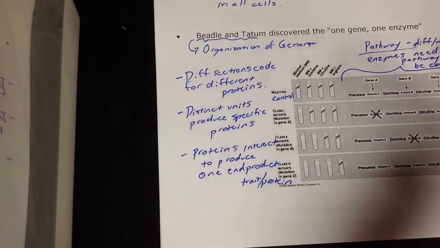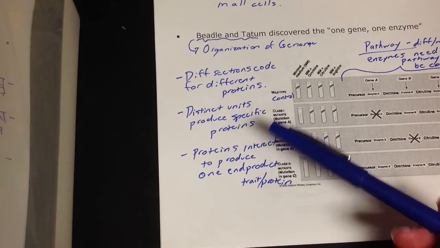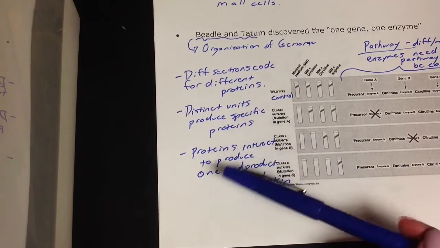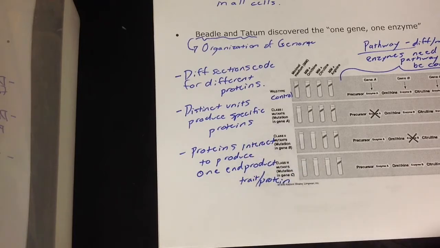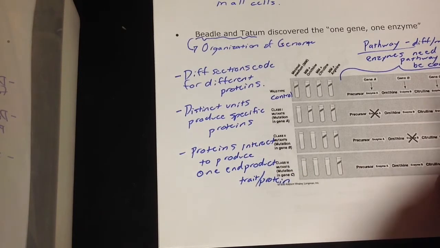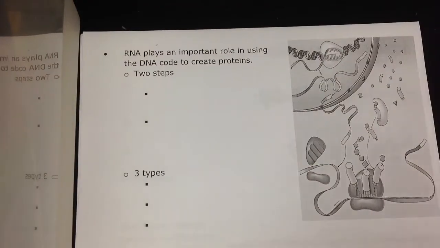Okay? Different sections code for different proteins. Distinct units in that DNA will code for specific proteins. Proteins interact to produce one end product, or can interact to produce a specific end product. But what we will need to look at next is RNA and the role of RNA in transcription and translation.